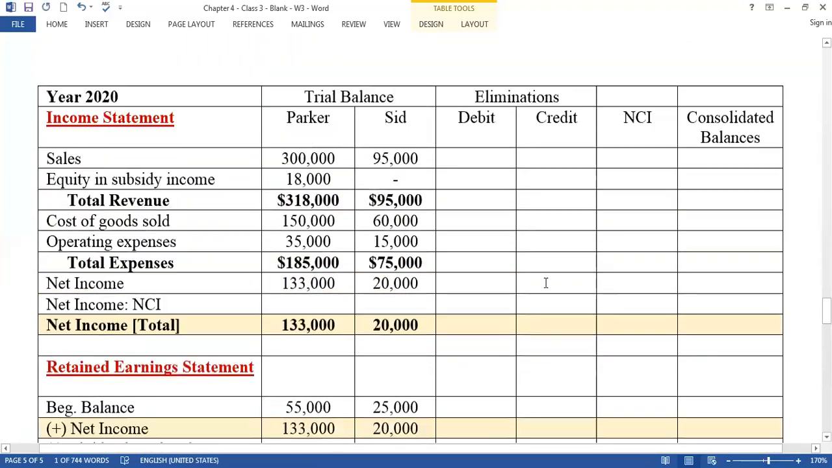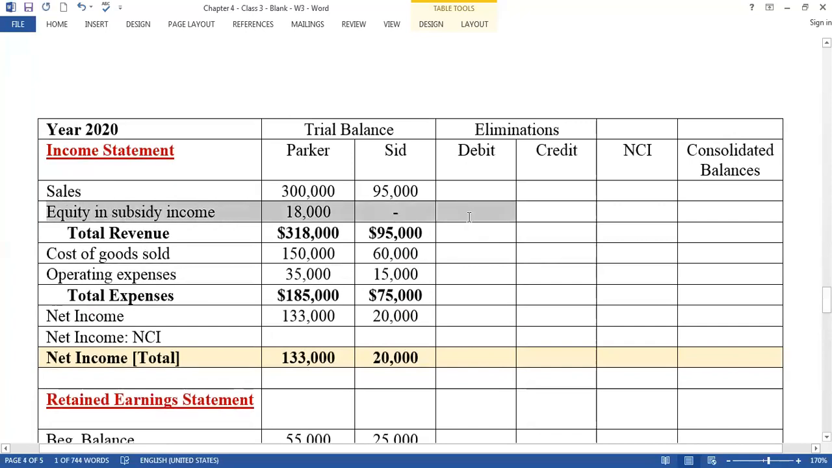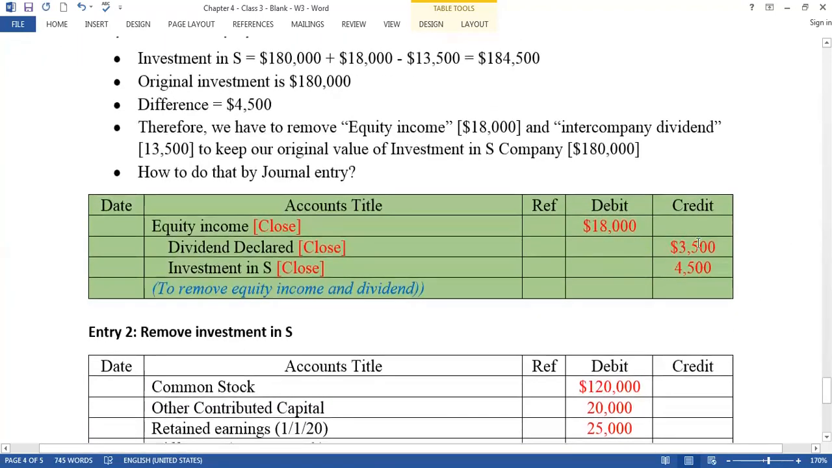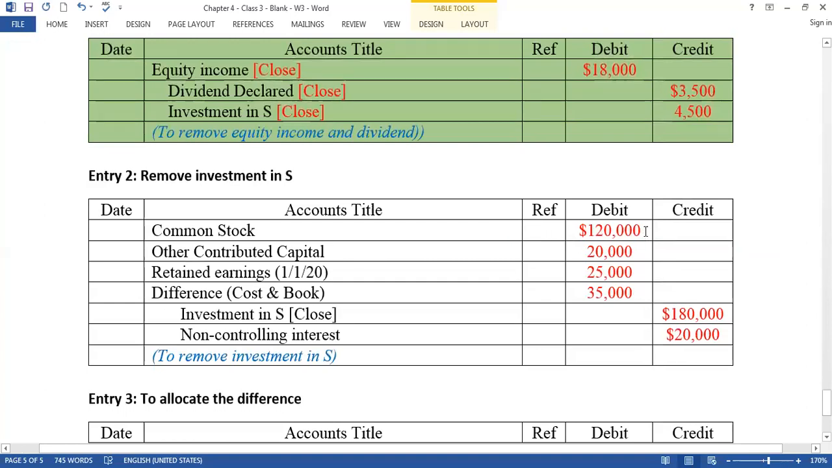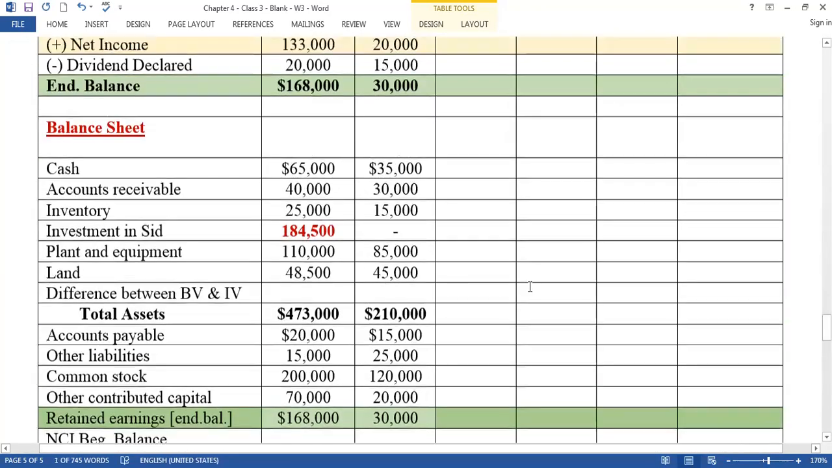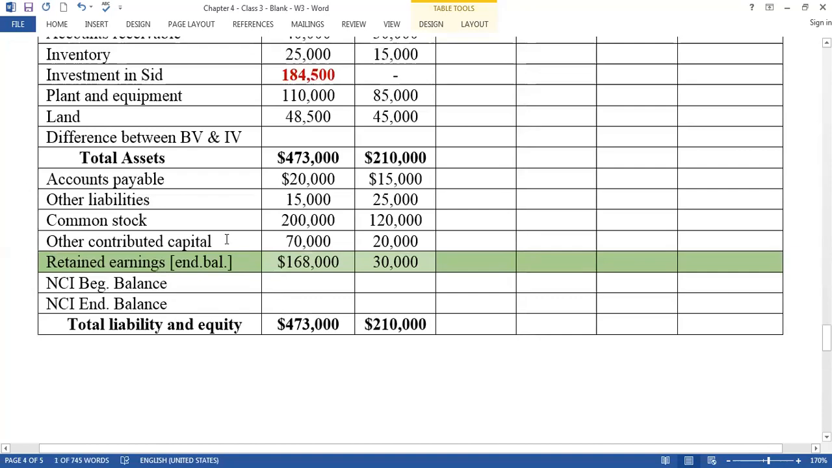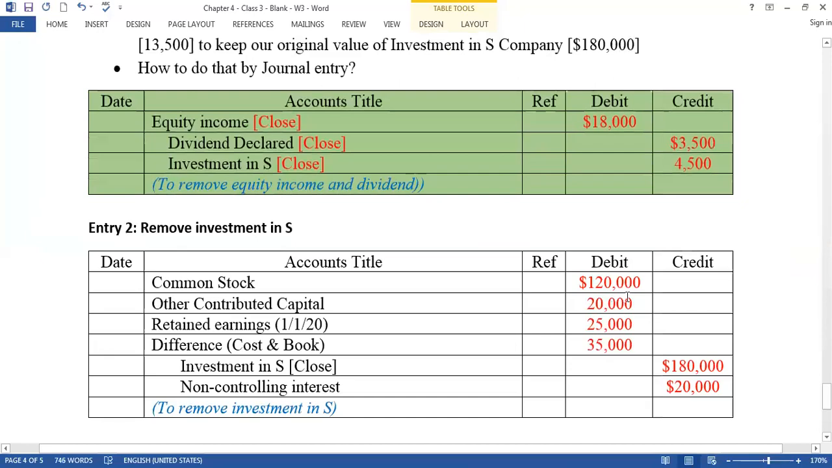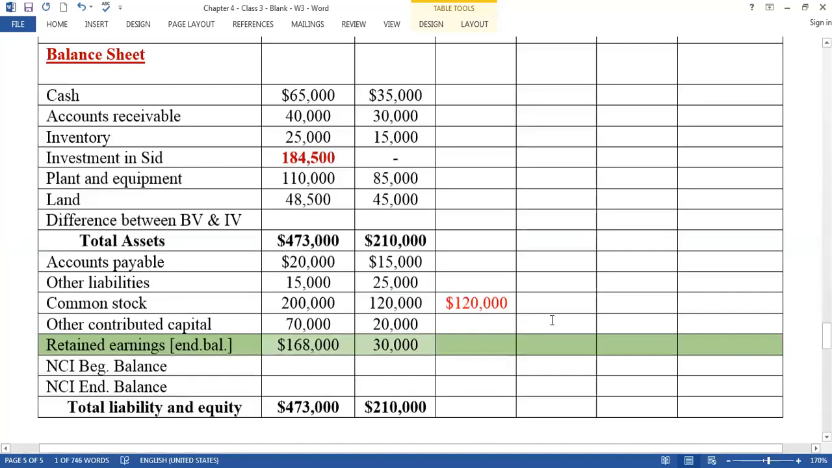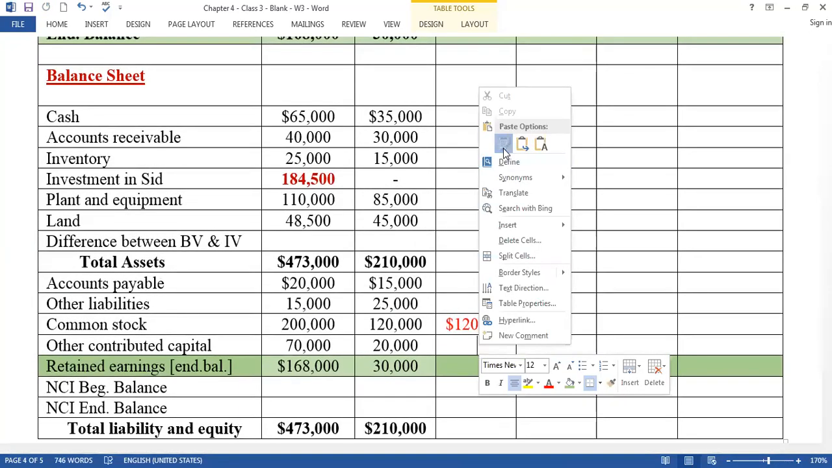Where is the equity income? This is the equity income, so it is debit. Then we have another debit here, common stock. I write all debits first. Common stock $120,000 debit. I copy. Where is the common stock? This is the common stock, $120,000 debit. Then we have $20,000 other contributed capital debit. I copy and paste here, other contributed capital debit $20,000.